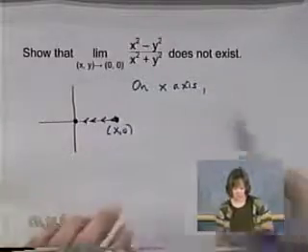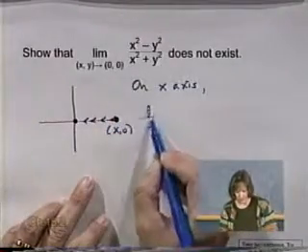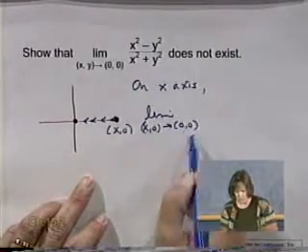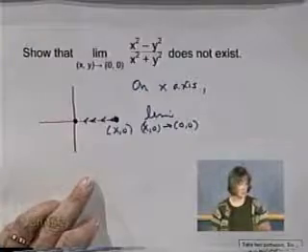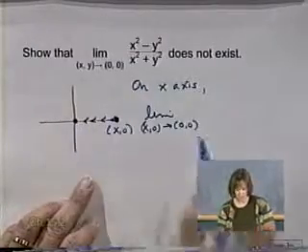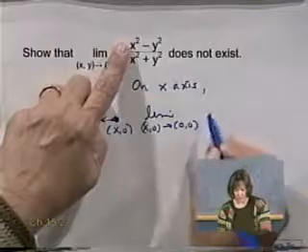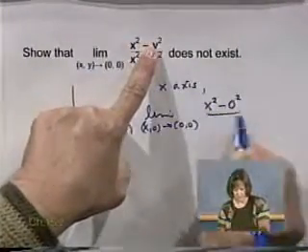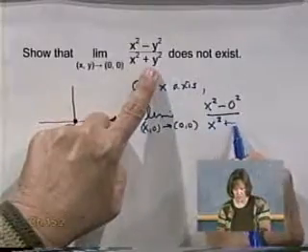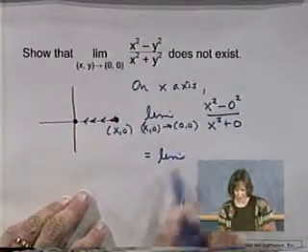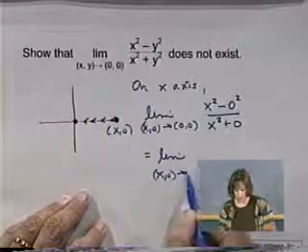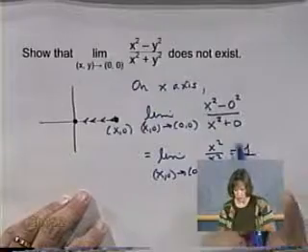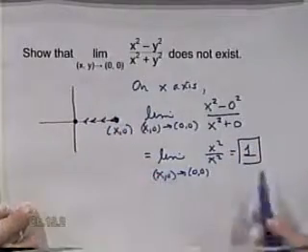So if I'm coming along that path, I'm taking the limit as (x,0) approaches (0,0). You all with me? Because I'm just coming along the x-axis. So I'm plugging in x for x, but 0 for y, and I get the limit as (x,0) approaches (0,0) of x squared over x squared, which is equal to 1. So coming in this way, I'm getting a limit of 1.